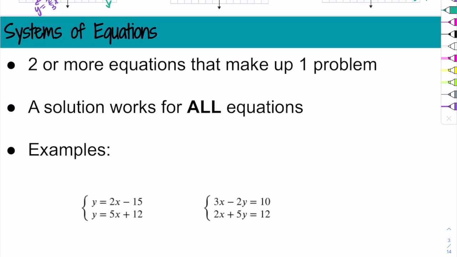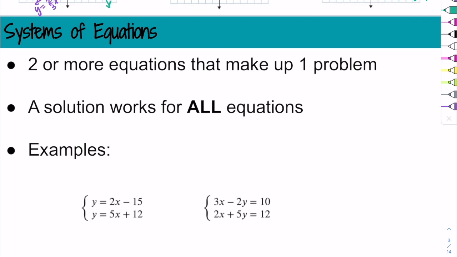So a system of equations is 2 or more equations that make up one problem, right? They work together to create a problem. And the solution, remember when we were working with equations, the solution was any value that makes the equation true, or any value that satisfies the equation. So the solution for a system of equations is similar. It has to make the system true. That means it has to make all of the equations true. So that solution would have to work for all of the equations.